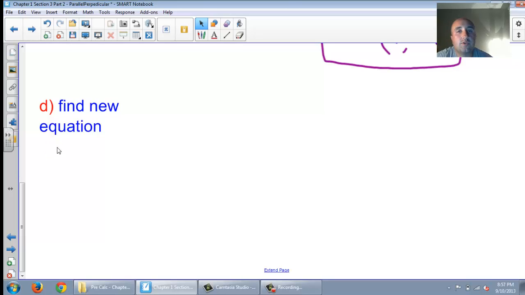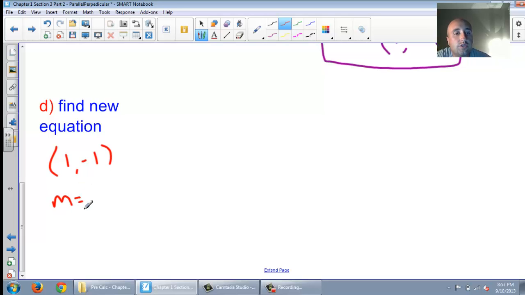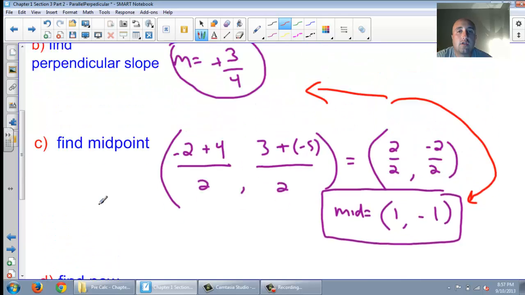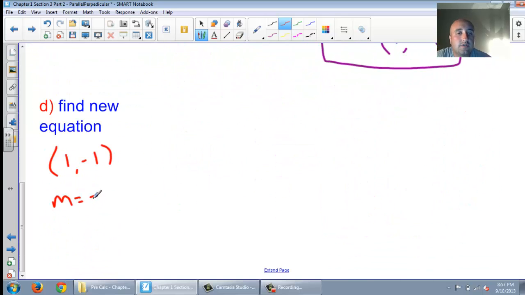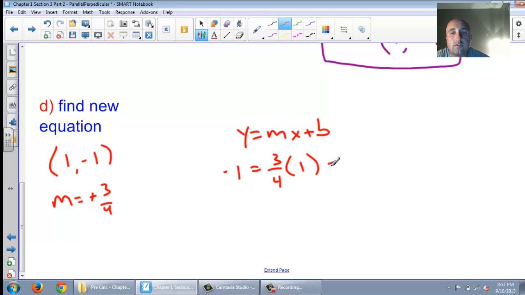So let me just recap. We are going to use our midpoint, which is 1, negative 1, and our slope, which was positive 3/4, to find our new equation, which is y equals mx plus b. Okay, so we know our slope is 3/4. We know we have a y value of negative 1. We know x is our first number, which is 1, and that will help us find our b value. So let's continue on here. Let's see what we get. Negative 1 equals 3/4 times 1 is 3/4 plus b.